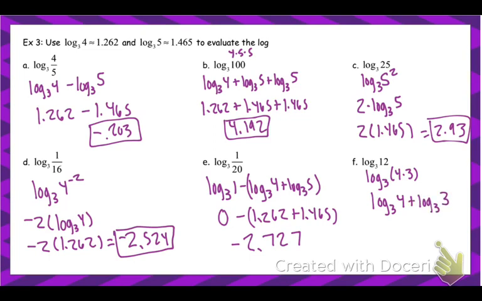Even though log base 3 of 3 is not listed in my chart, I know log base 3 of 3. 3 to the something power is 3, that's 1. So this is log base 3 of 4 plus 1. This is 1.262 plus 1, so this is 2.262.